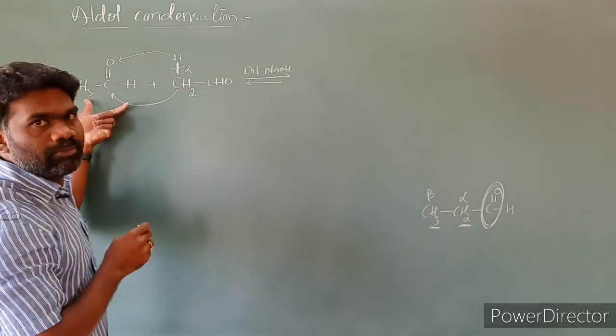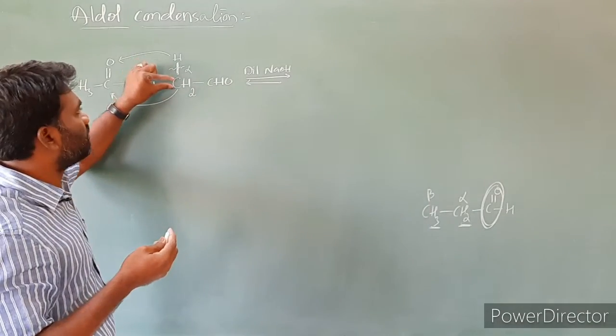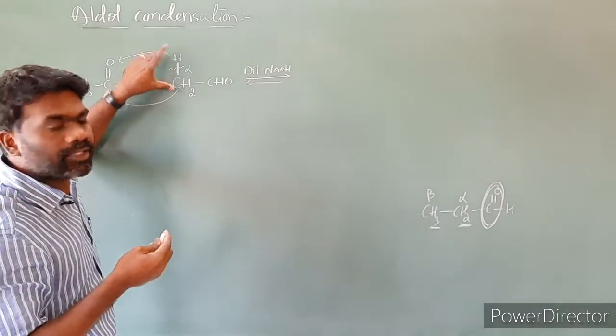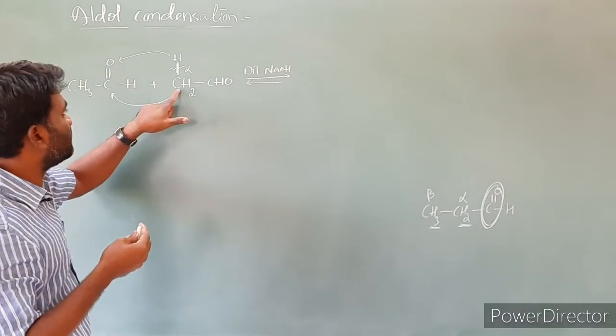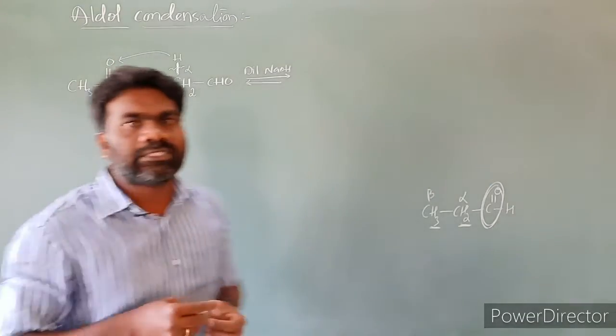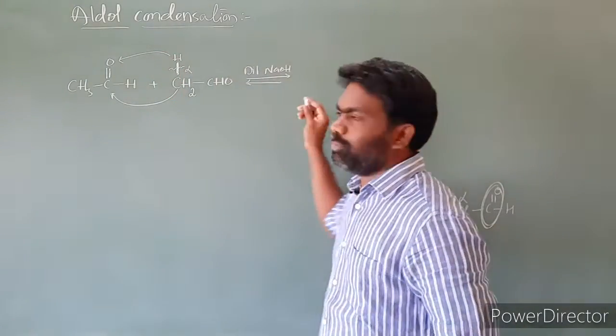So this is one aldehyde molecule, this is another aldehyde molecule. From one aldehyde molecule we are breaking the bond between alpha carbon and hydrogen. This hydrogen shifts to the carbonyl oxygen, and this carbon is joined to the carbonyl carbon. Then what product can we expect in this reaction? Directly, this is a shortcut method to write the product.